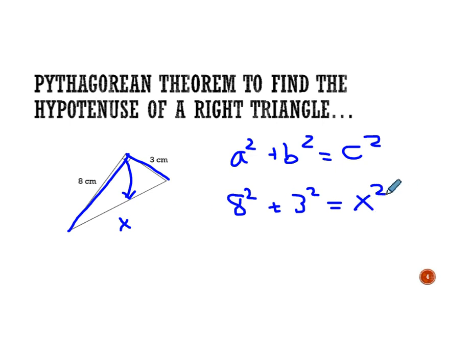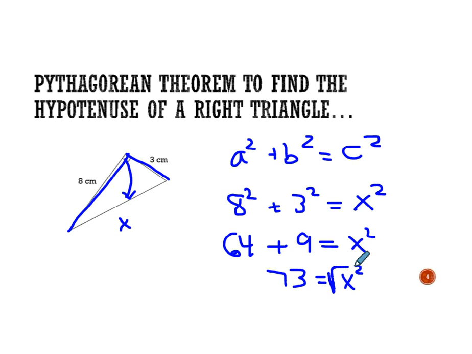Then you're going to calculate, so 8 square is 64, plus 3 square is 9, and that equals X squared. 64 plus 9, you can calculate that it equals 73. So this is my X squared. Now, if you remember, how do we get rid of a square? We have to do the opposite operation, which is square root. So I'm going to square root on this side and square root on this side.